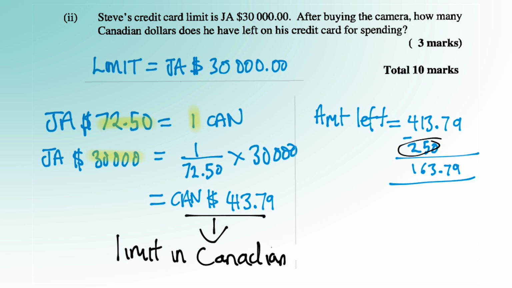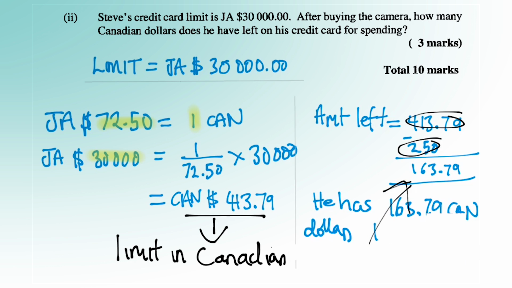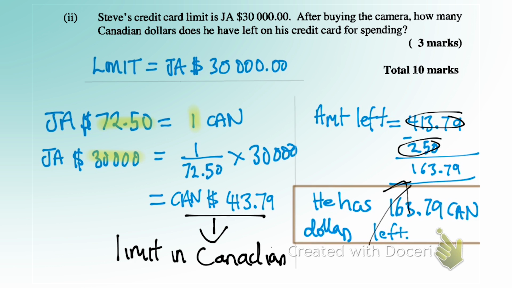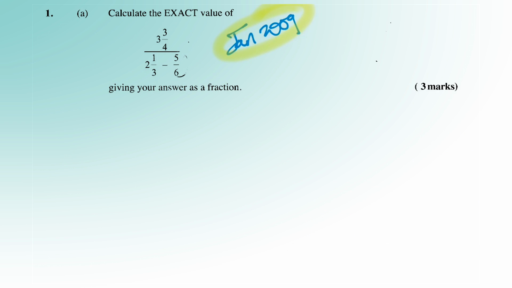So the amount left, remember, he spent 250 Canadian. So if this is his limit in Canadian dollars and he spent 250, well, the new limit is just going to be that. As simple as that. He has that amount of Canadian dollars left, and I'm feeling good about that answer. So let's move forward. Next question.